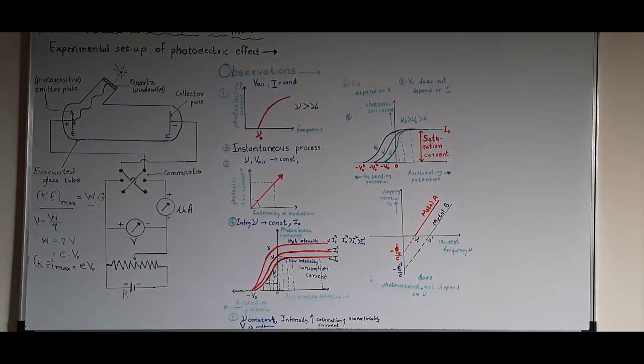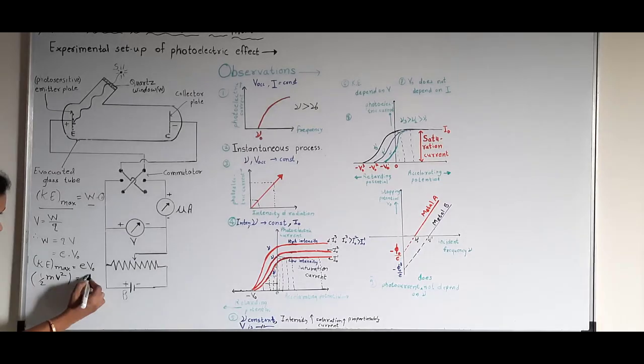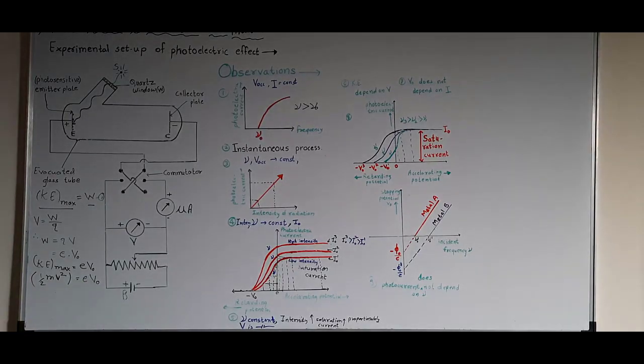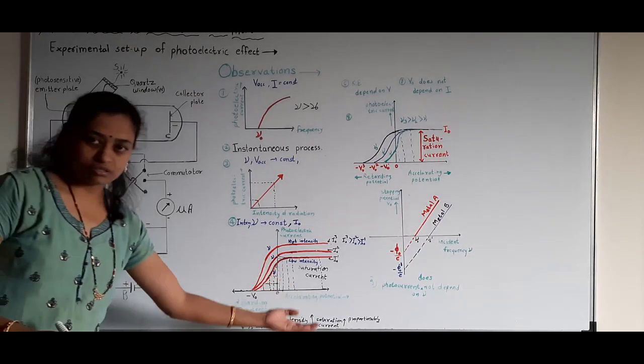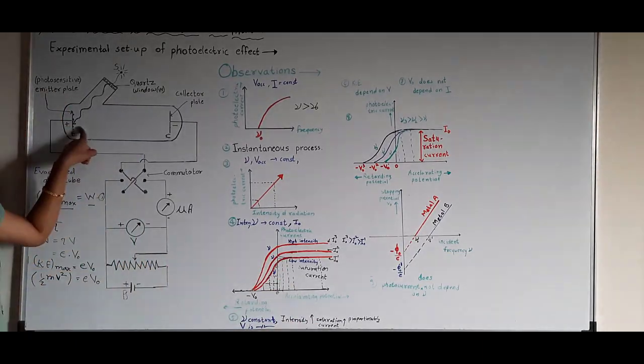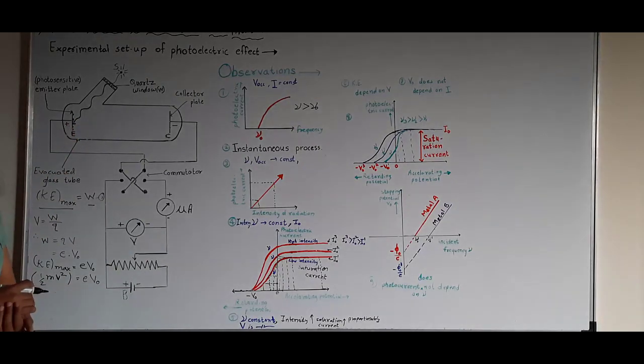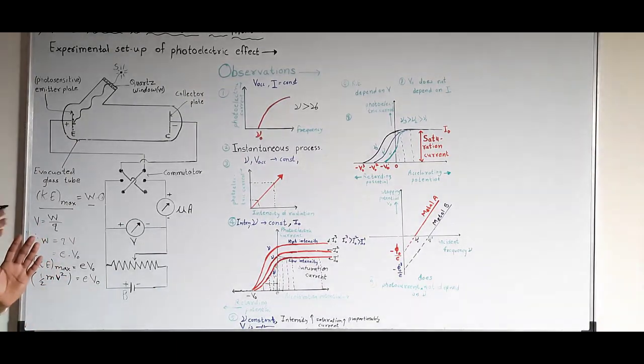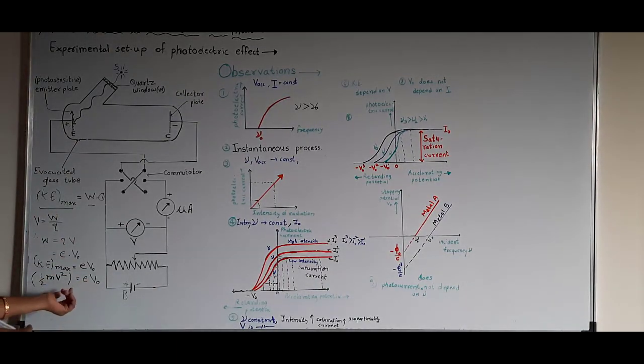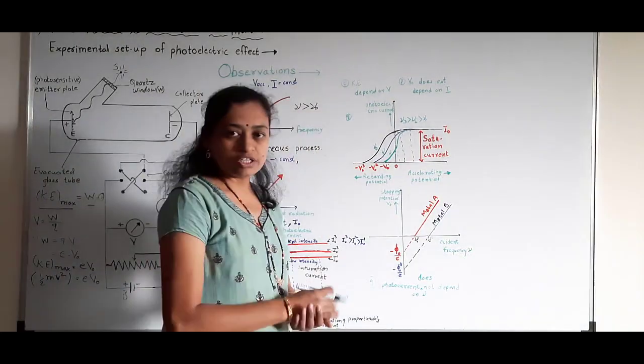Therefore, what is the formula for kinetic energy? Half mv square, where v stands for the velocity. Half mv square is equal to eV naught. From all this discussion, we can conclude that kinetic energy depends on the potential. And if we change the emitter plate, then what happens? Kinetic energy changes, which means it is different for different material. Here, kinetic energy depends upon the potential.